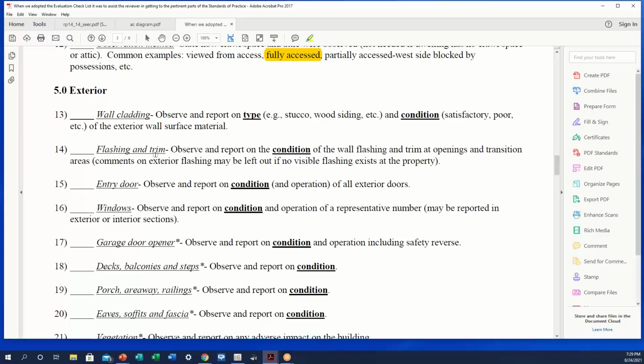Flashings and trim. Observe and report on the condition of wall flashings and trim at openings and transitions. Okay, I have a frame stucco house. I have vinyl windows. Is that what trim means? Wall flashings, is that what that means? That's what it means. If there's a gap around a window, that's a wall flashing to a window. Kick-out flashing from the front porch coming down, that's a wall flashing.